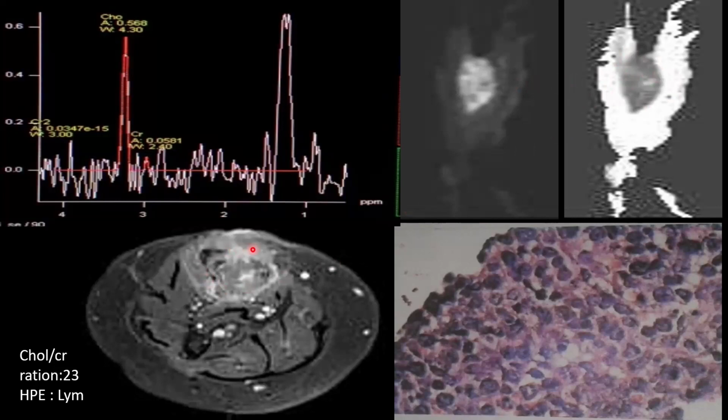And see that on axial post-contrast images, there is destruction of the cortices of the bone. Spectroscopy shows a raised choline level, choline creatinine ratio of 23, and biopsy shows all lymphocytes. So this is a lymphoma. So this is the case of lymphoma.